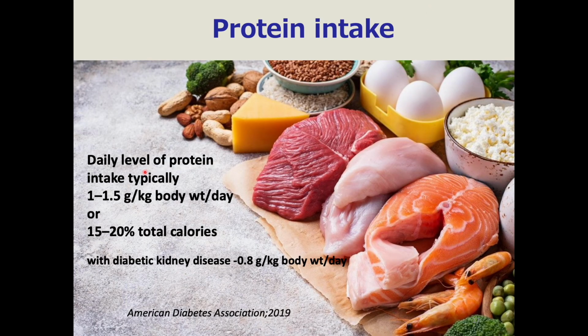Regarding the daily level of protein intake, it should be 1 to 1.5 gram per kilogram per body weight per day. So it is between 15 to 20% of total calories. So if the patient has diabetic kidney disease, you have to limit the protein intake to 0.8 gram per kilogram per body weight per day. So you have to calculate these values according to your patients if you are managing their diet.